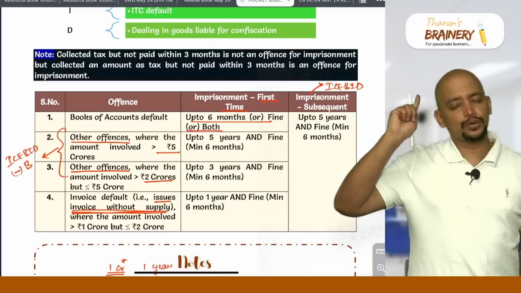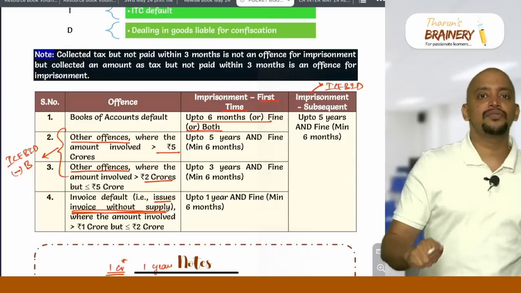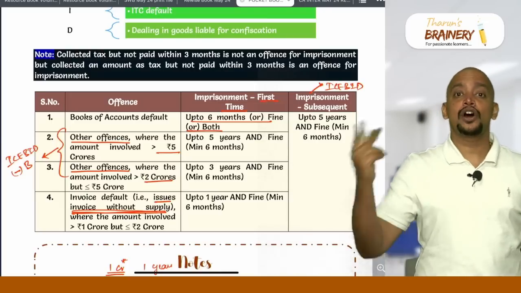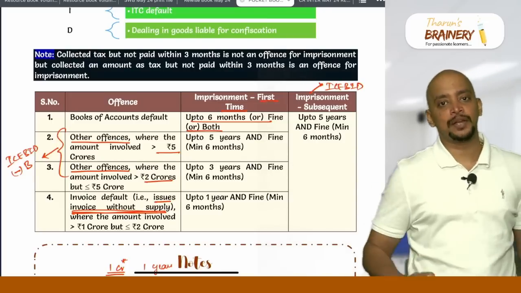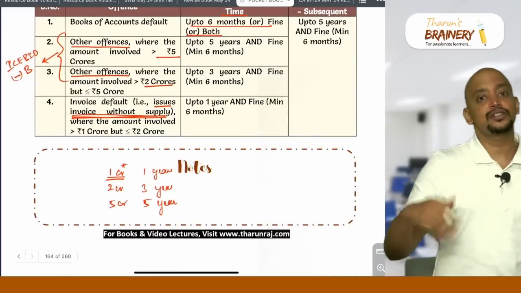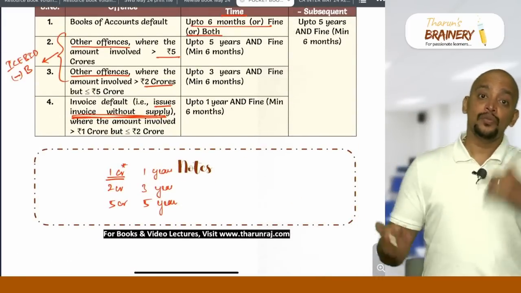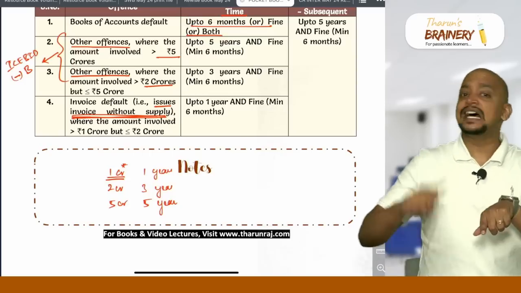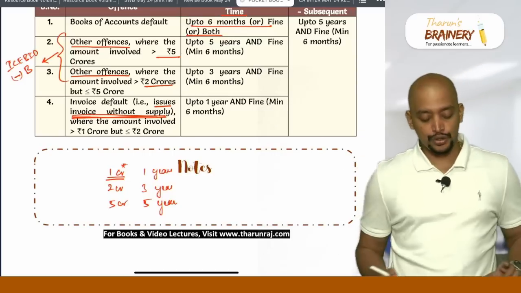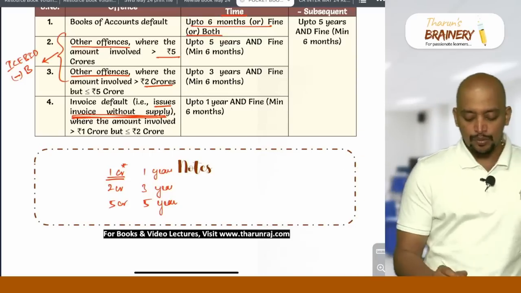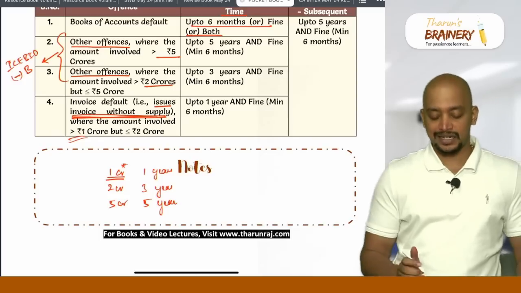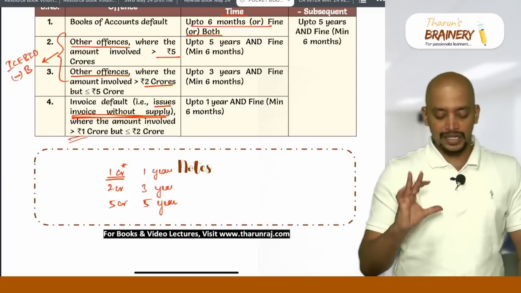But more than 1 crore, only one offence, that is invoice default. In that invoice default also, not supply without invoice, only invoice without supply. See, supply without invoice is normal, it is usual, and that is okay. But invoice without supply means because of this the other person will enjoy the ITC. So due to that reason, for invoice without supply, more than 1 crore itself, imprisonment will be attracted up to 1 year and fine. So this table you need to remember.